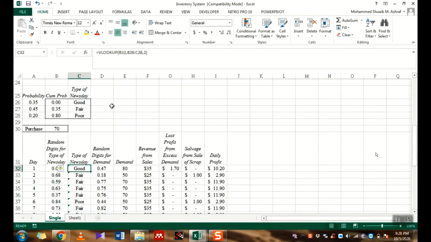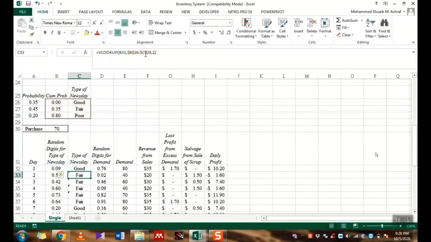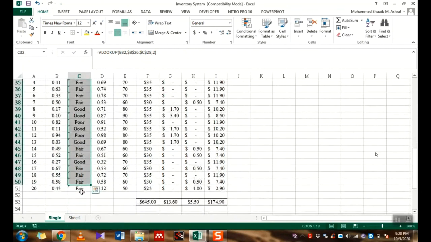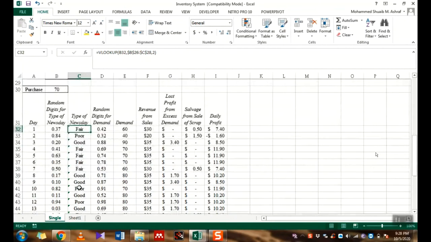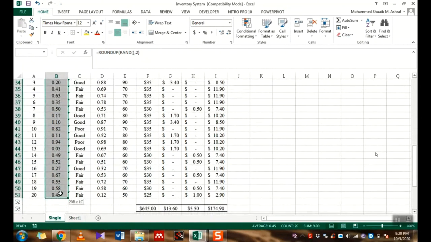Okay. So we got the type of news day for day 1 with this random value. We can fix these cells, and then apply this to all the cells. So the type of news day is being computed for all these days with these random values.